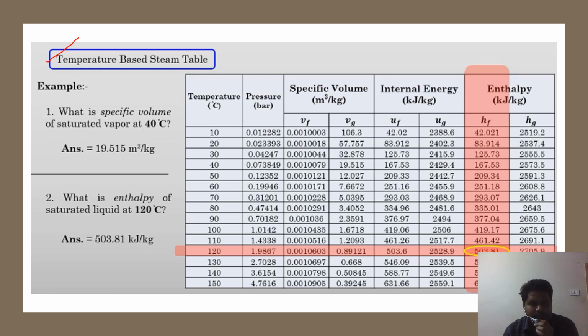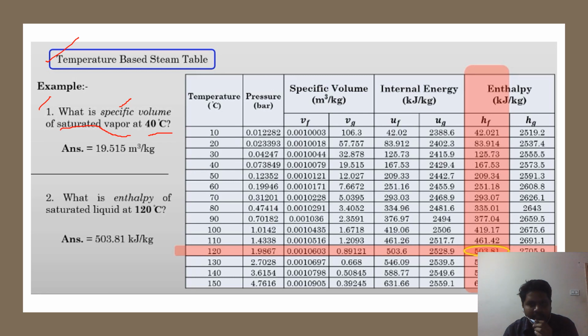In the first example, what is the specific volume of saturated vapor at 40 degrees centigrade? Here they have given the temperature, 40 degrees centigrade. What we have to find is the specific volume. But at what state? That also they have given: it is the saturated vapor state.